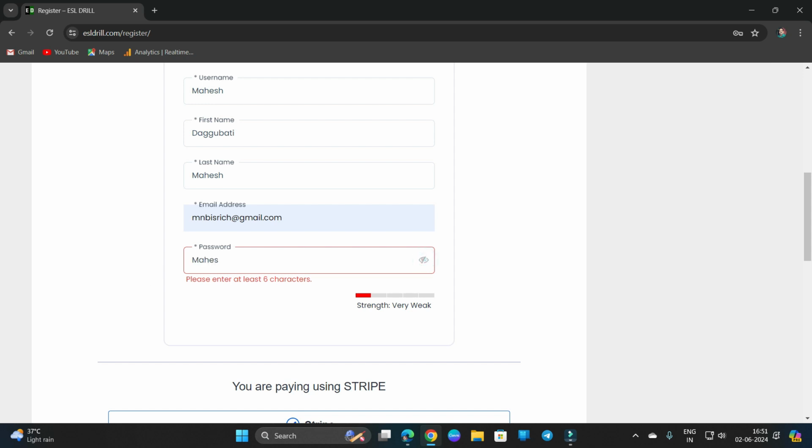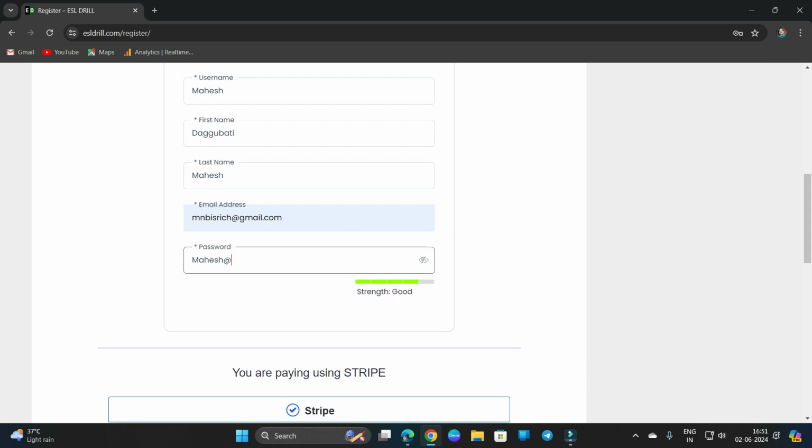Let's say Mahesh, @, and you can use any fancy thing that you like. Let's say TikTok 128. It can be a random name, but make sure that you write this password down somewhere so that you can use it when you forget the password. Okay, now I have chosen this one, Mahesh@TikTok128. But by the way, don't try to use this username and password now. I'm not really going to create an account now.